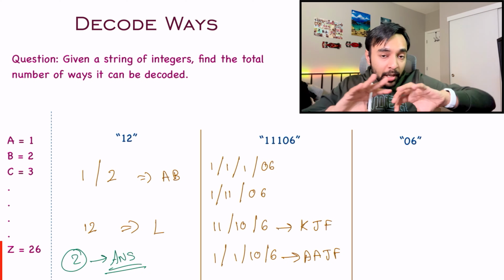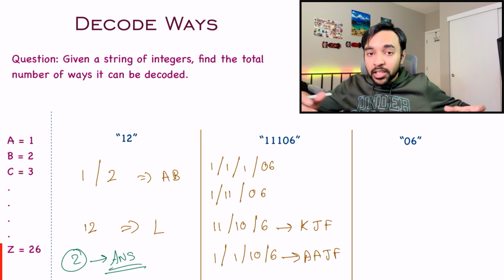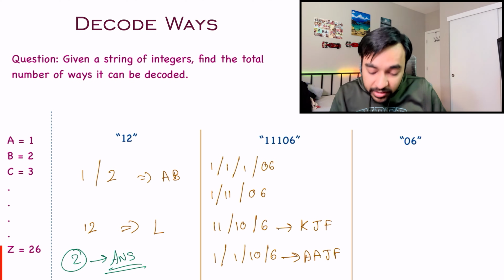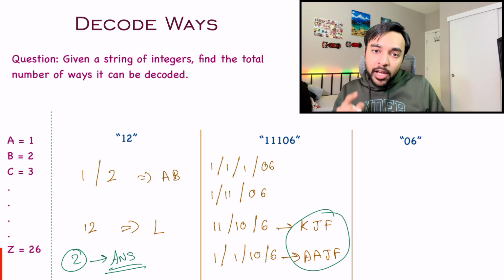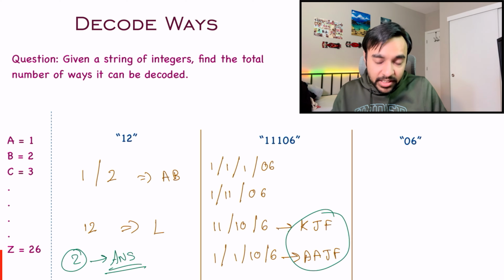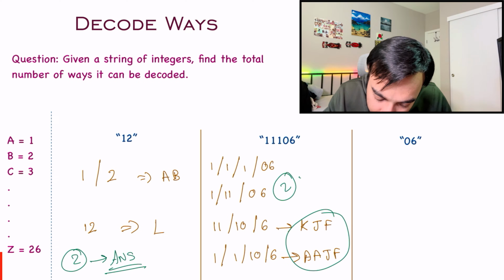So you were able to split it in a lot of different ways. But what were the valid decodings? You could only find 2 of them. So for this particular test case, once again 2 will be your answer.